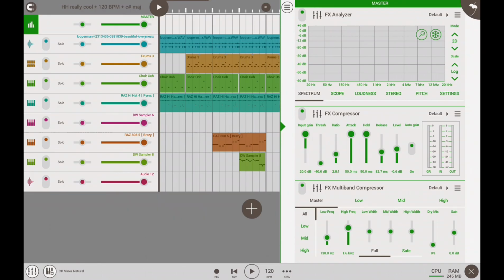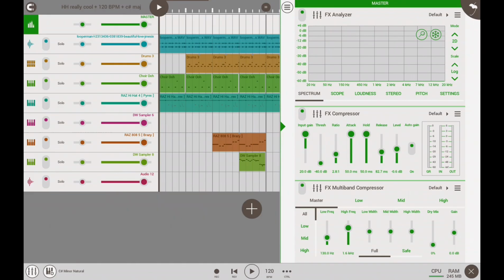And then on the bottom side of the FX analyzer, we have the left side and the right side. From the left side going to the right side, we have 20 hertz, 50 hertz, 150 hertz, 450 hertz, 1k hertz, which is 1000 hertz. K means thousand. 2k hertz, 4k hertz, 7k hertz, 12k hertz, 20k hertz.